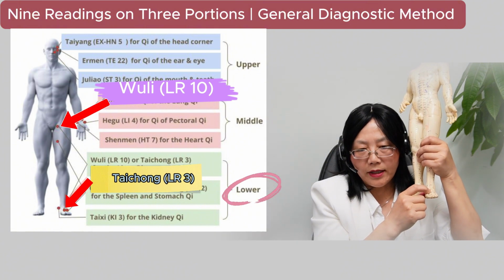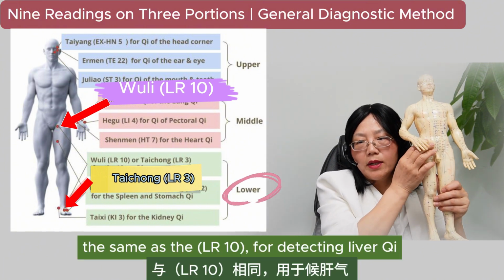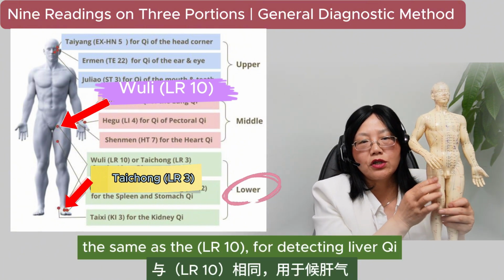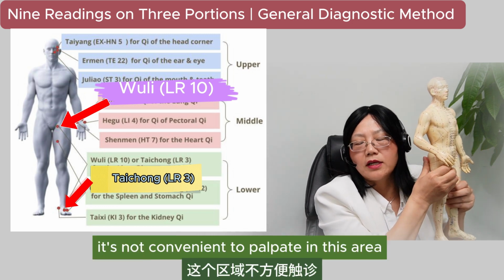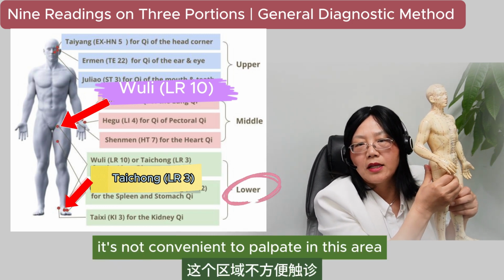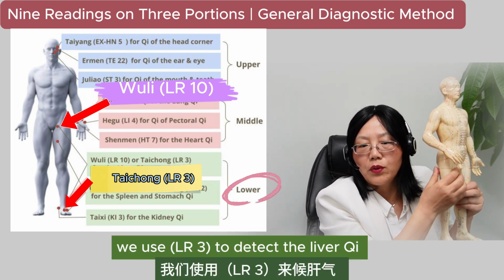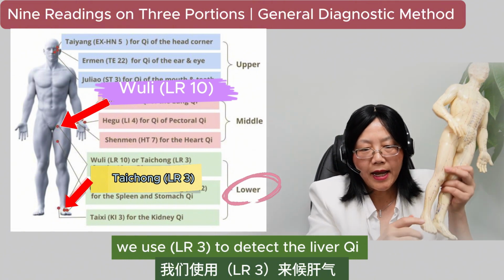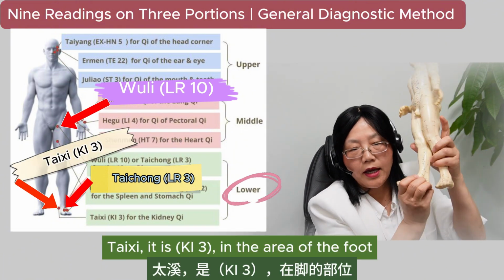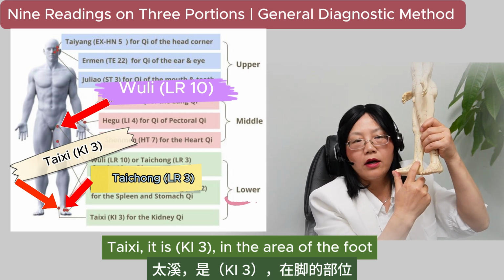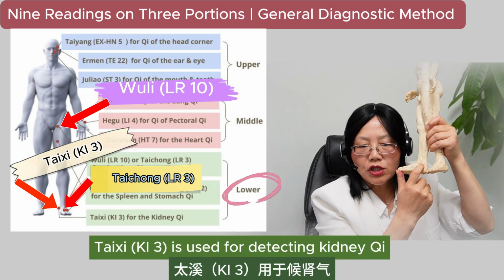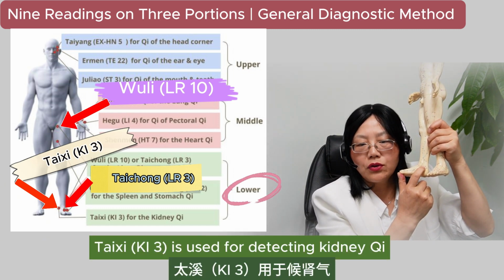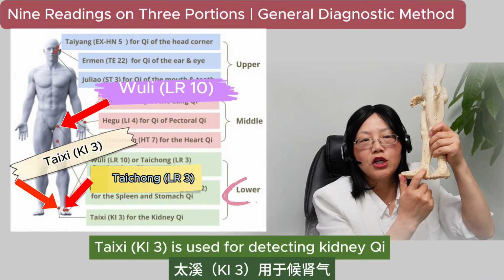This one, the same as the liver 10 for detecting liver qi. As a groin area, it's not convenient to palpate this area. Generally, we use liver 3 to detect the liver qi. Taixi, it is Ki3, in the area of the foot, this area. Taixi Ki3 is used for detecting kidney qi.